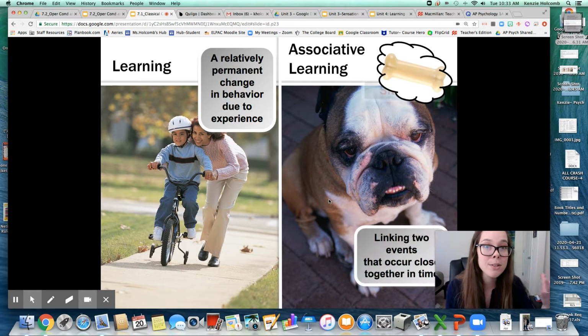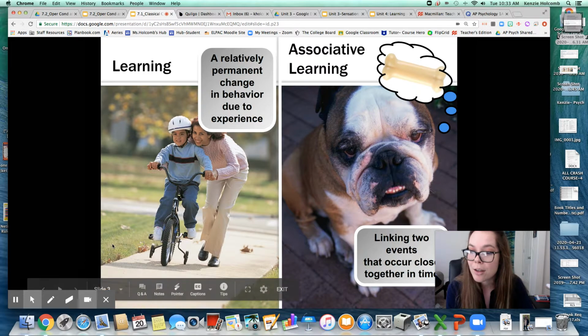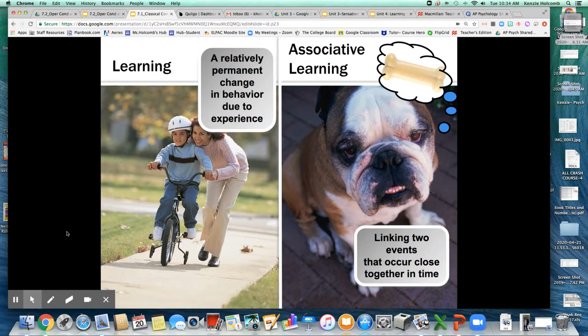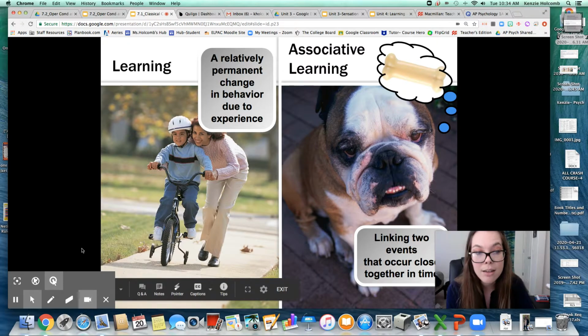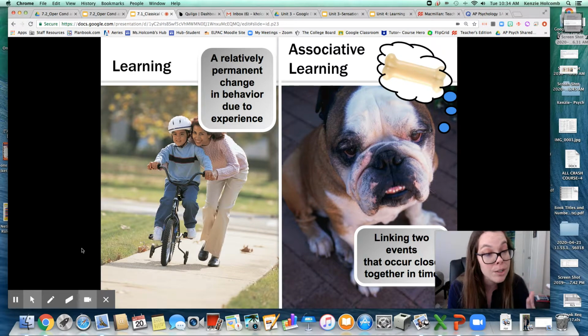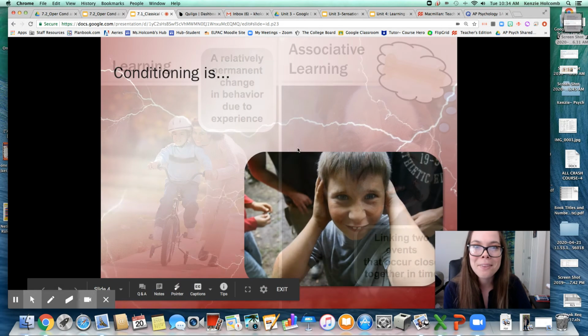Operant and classical conditioning fall under a certain type of learning called associative learning. Associative learning is where we link two events that occur closely together in time. So operant and classical conditioning are two types of associative learning, but they are done in two different ways. It's really important to know the difference between both.